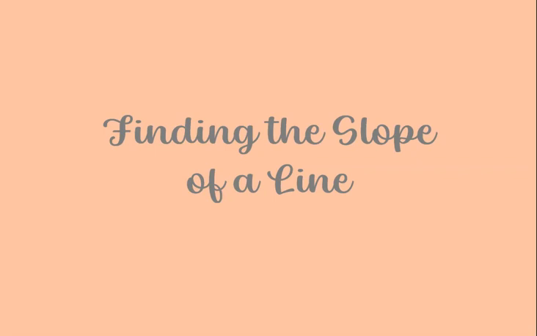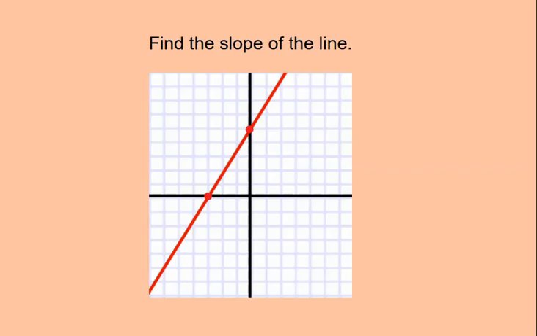Welcome to my classroom. Today we're going to be talking about finding the slope of a line. The slope of a line is basically the measure of the slant of the line. So when we're talking about the slope of the line, we're wanting to know how slanted the line is, basically. Another way that slope is referred to is rise over run. So we count how much the line rises in comparison to how far it runs.